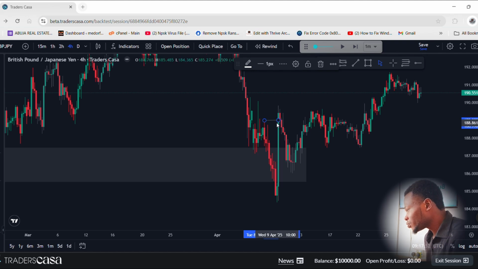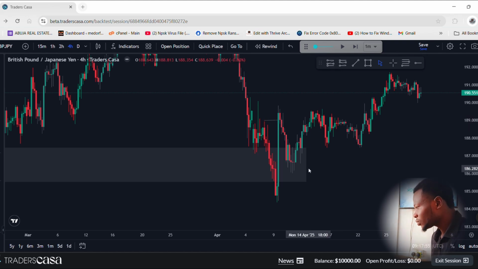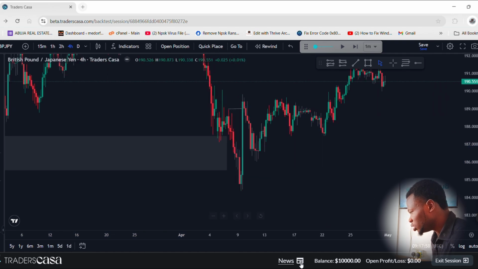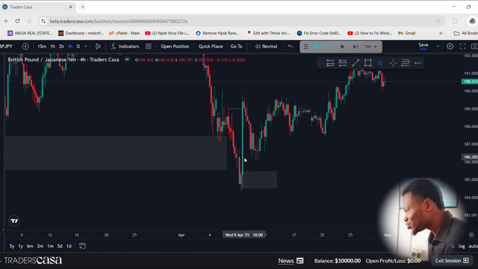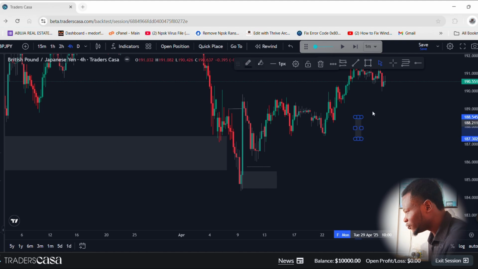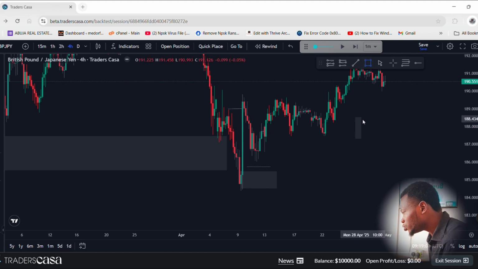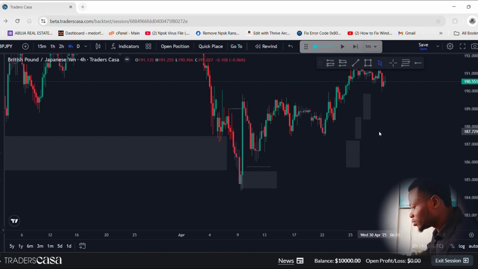So right now, what do we expect? For me, we have this zone here, and we have this little imbalance. But for me, this right now is not valid. Why did I say it's not valid? In expecting an imbalance, I need to see a candle form, then another candle follows, then another one below. The gap there is my imbalance.